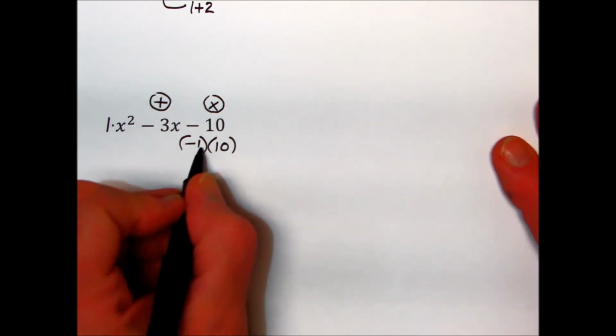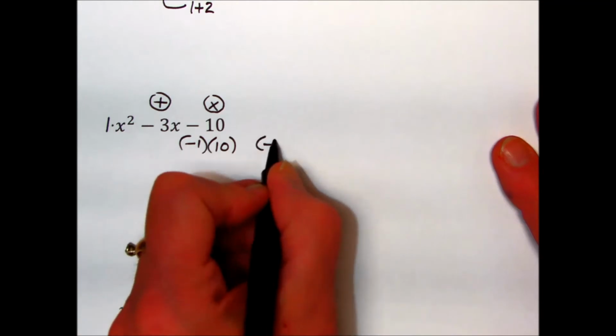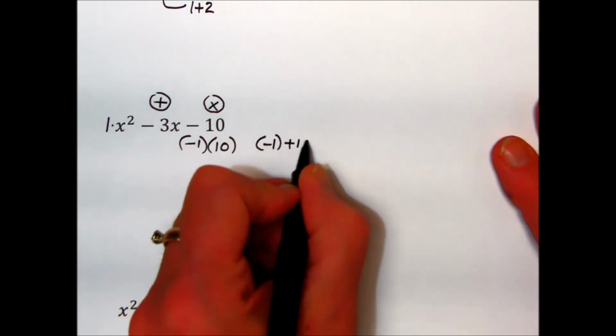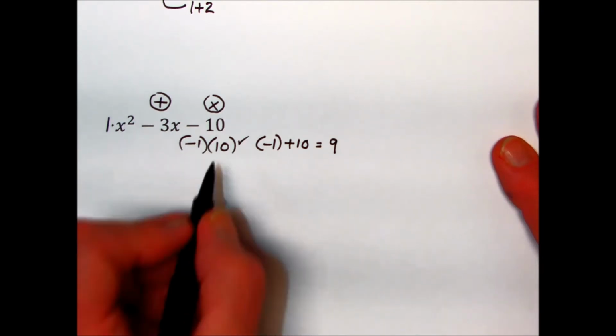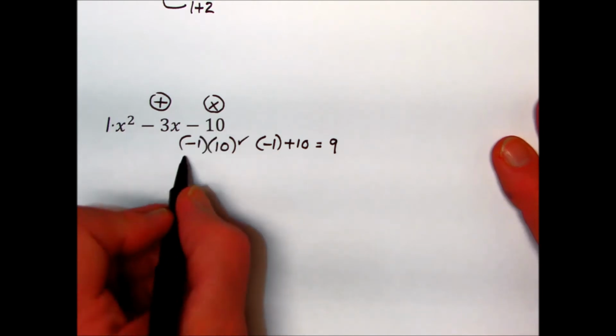And to check that, if you add these factors together, negative 1 plus 10 gives us a 9. We're looking for a negative 3. Not the case, so we will not accept that as our possibility.